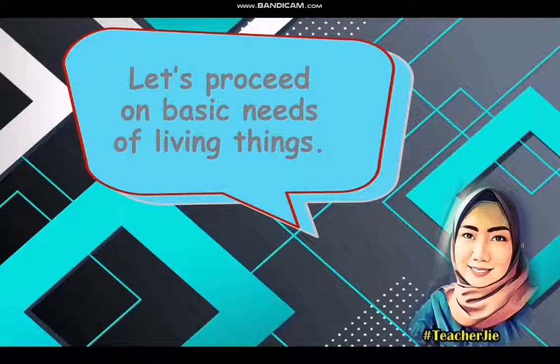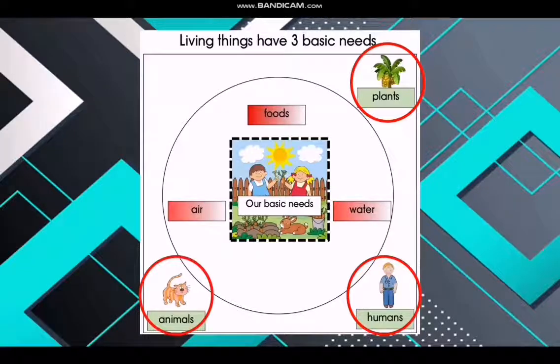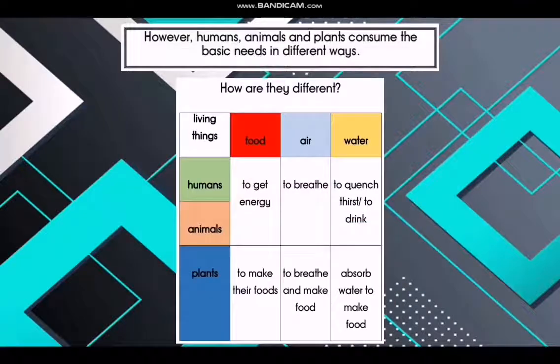Let's proceed on basic needs of living things. As what we have already known, plants, humans, and animals are living things. So, here, living things have 3 basic needs, which are foods, water, and air. However, humans, animals, and plants consume the basic needs in different ways. How are they different?